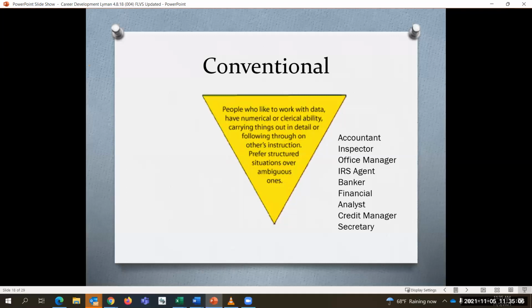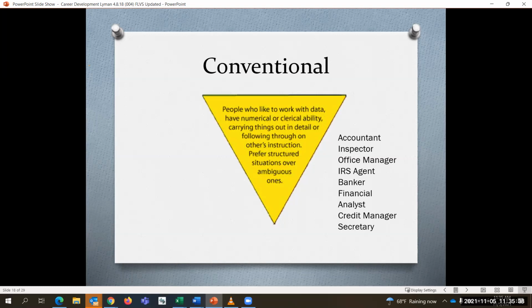And our last one is conventional. People who like to work with data, have numerical or clerical ability, carrying things out in detail or following through on others' instruction, prefer structured situations over ambiguous ones. So they are people that like things to be predictable. Like Miss McMillan's brother, who's the accountant, he's probably very structured and things probably have to be just so, and that suits him best, and that's where he's most comfortable.